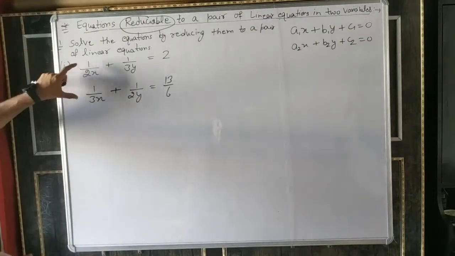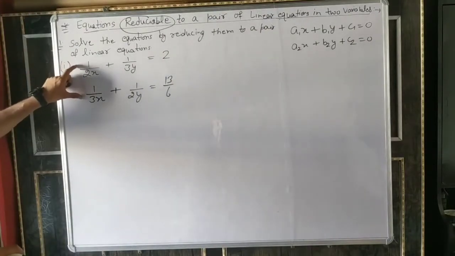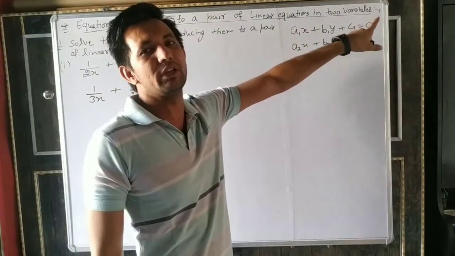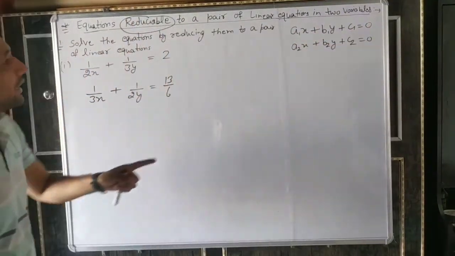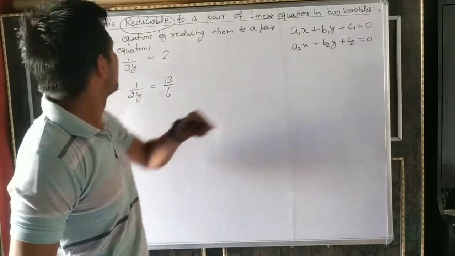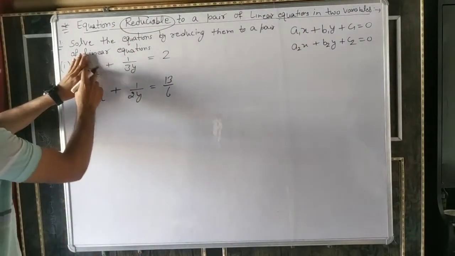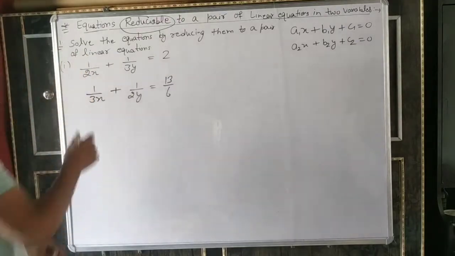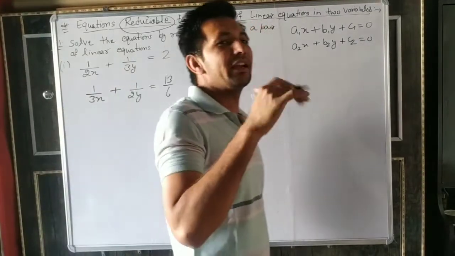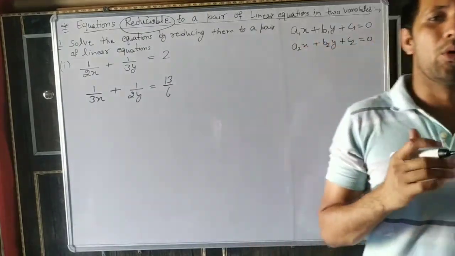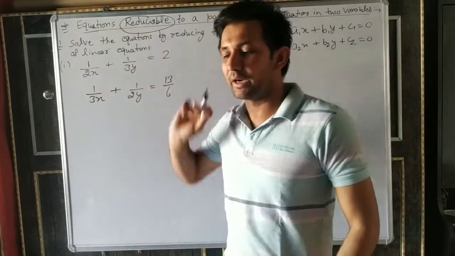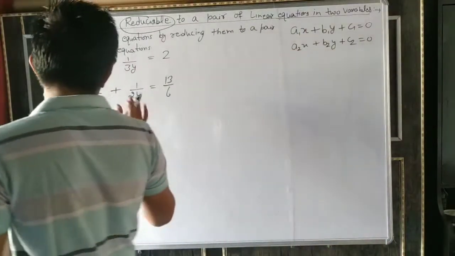So first we will convert these linear equations into this form: a1x plus b1y plus c1 equal to 0. We observe that x, the coefficient of x is a1, and here it is given 1 upon x. So we will write one more new equation in which the variable is in the numerator. What we will do? Look at just an example.